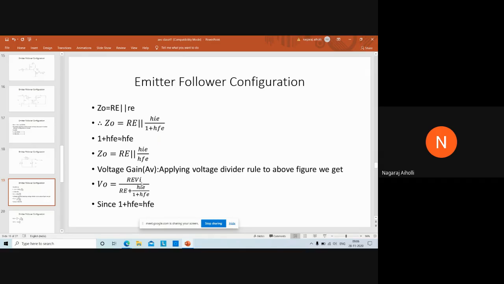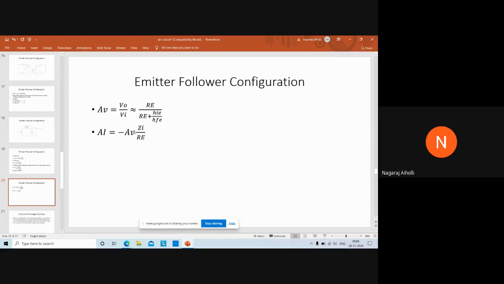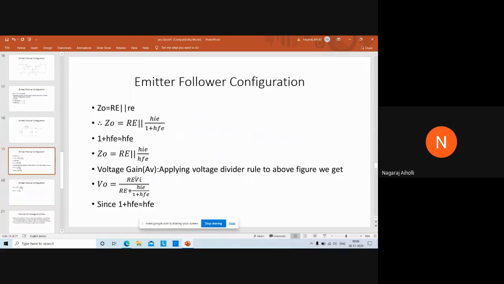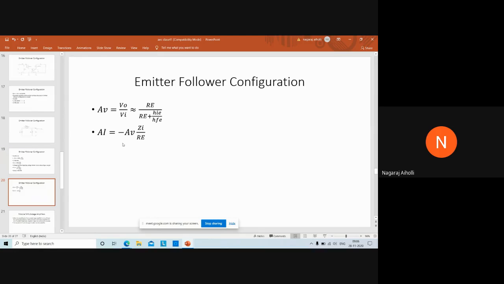V0 is equal to RE into VI divided by RE plus HIE by 1 plus HFE. 1 plus HFE is approximately equal to HFE. Therefore, this equation gets modified. AV is equal to V0 by VI, so this VI will come to the denominator. It will be the gain equation V0 by VI. Therefore, AV is equal to V0 upon VI, that is approximately equal to RE divided by RE plus HIE by HFE. This is the final equation for the voltage gain in terms of the hybrid parameters.